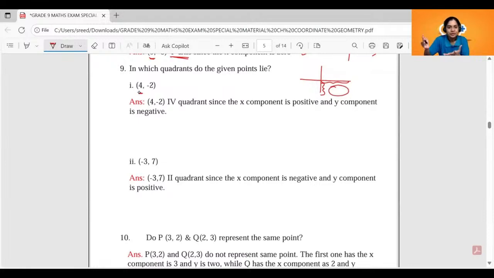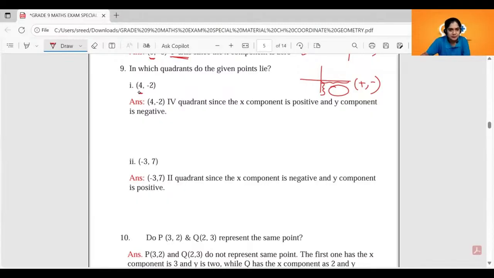It's the fourth quadrant, right? So in the fourth quadrant only, the x component is positive and the y component is negative. So (4, -2) lies in the fourth quadrant since the x component is positive and the y component is negative.